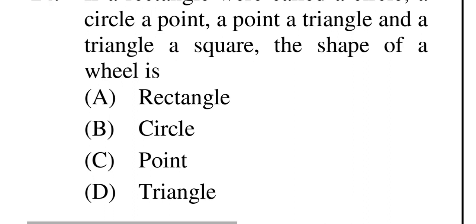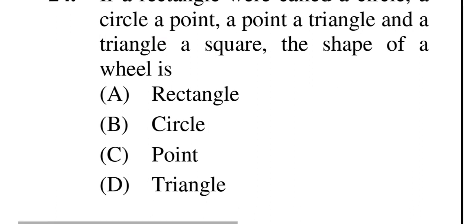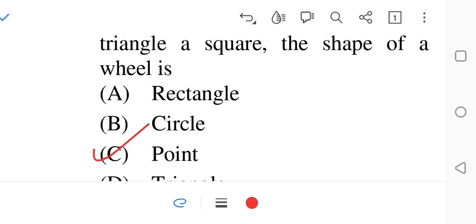Number 24. If a rectangle were called a circle, please be careful while reading this kind of question. These kinds of questions are often confusing. So if a rectangle were called a circle, a circle a point, a point a triangle, and a triangle a square, the shape of a wheel is what? Rectangle, circle, point, triangle. The correct answer is C, point. P-O-I-N-T, point.